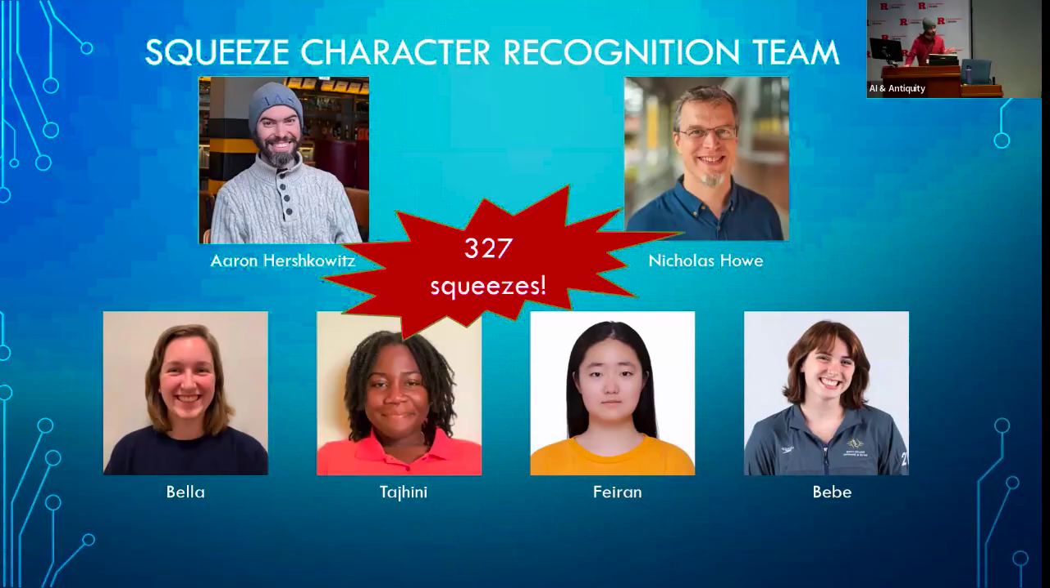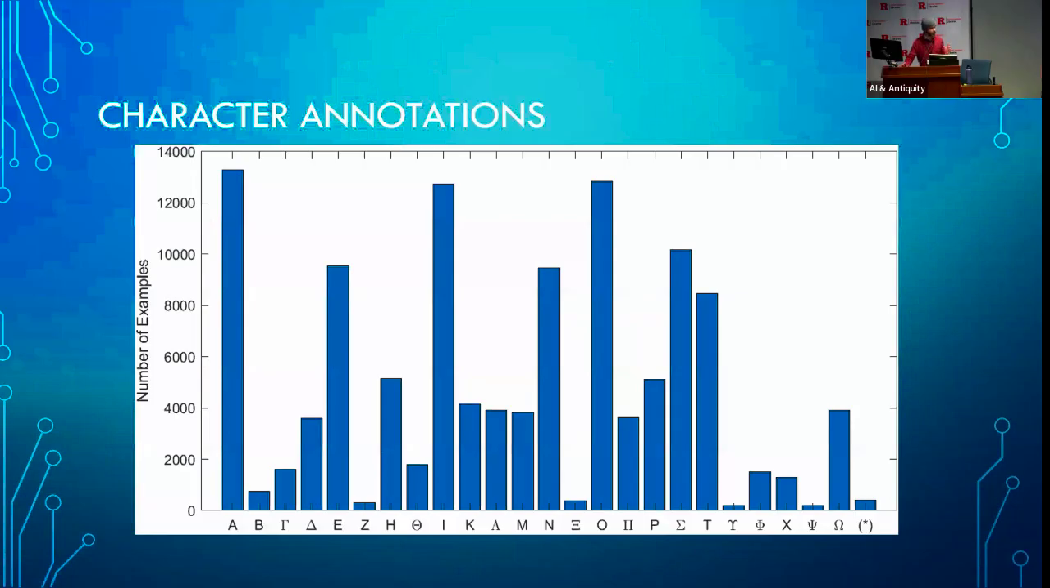We were able to fully annotate character-wise 327 squeezes to be used as training, validation, and testing material, but also to do research into different approaches that could be taken to this computer vision text recognition problem. This is a chart that shows the breakdown of character annotations, and it's a reminder that not every character shows up an equal number of times. There are lots of vowels, and things like zeta and psi aren't going to show up very often. Keep this in mind when we think about why certain letters may not be recognized at the same rate as others.